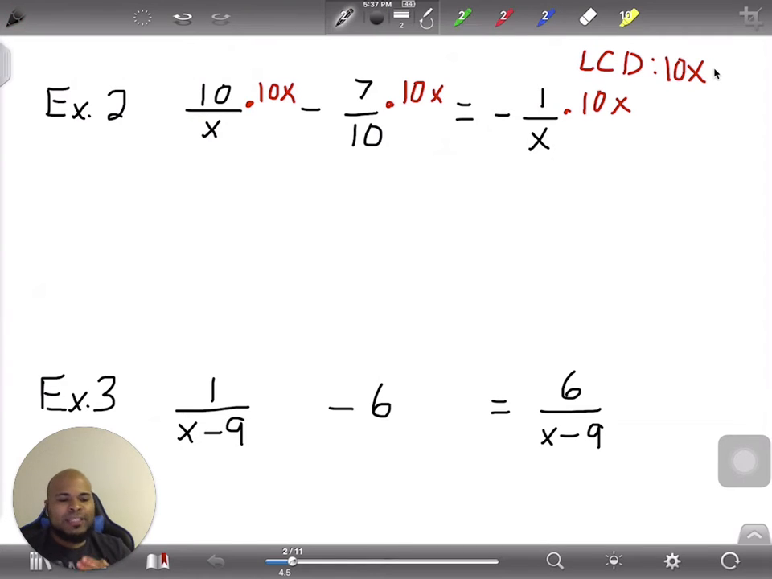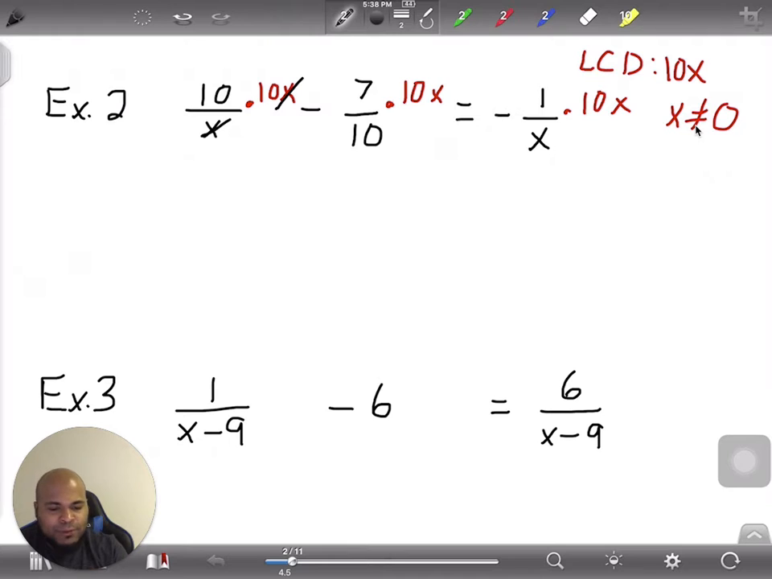And then let's cancel first. But before I cancel, I have to make sure that I write down what x cannot equal. So could you figure out what x will give me the denominator equal to 0? You got it. X equals 0. X cannot equal 0. All right, so here we go. When I simplify, I should not get 0.